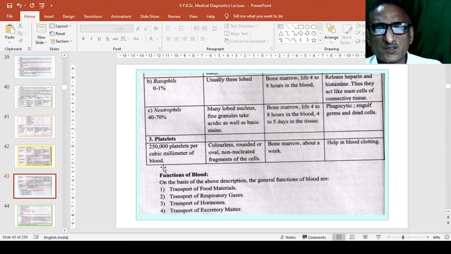Platelets are 2 lakh 50,000 per cubic millimeter. They are colorless, rounded, formed in bone marrow, and are fragments of cells, and they help in blood clotting.